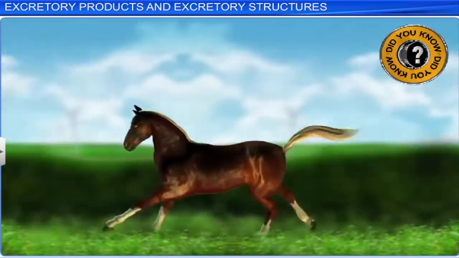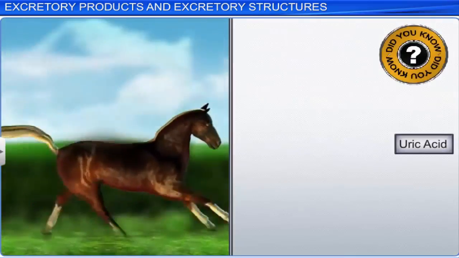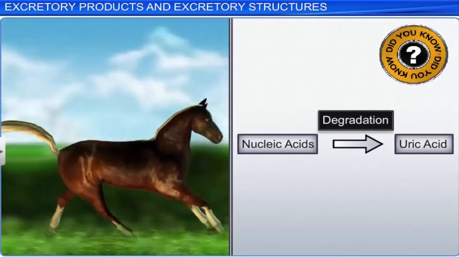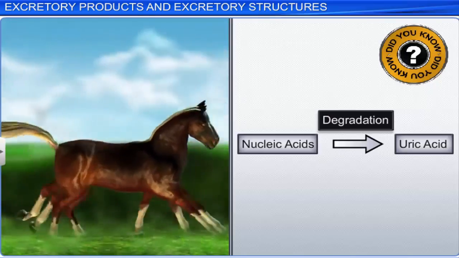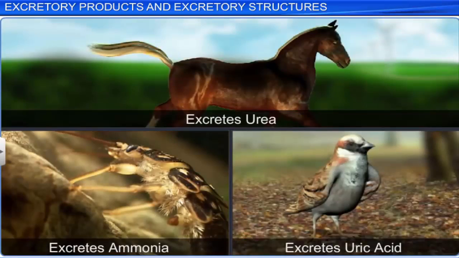Did you know that in mammals, uric acid is formed by the degradation of nucleic acids and is excreted as a part of urine? As animals excrete nitrogenous wastes in different forms, the structure of their excretory system also varies.